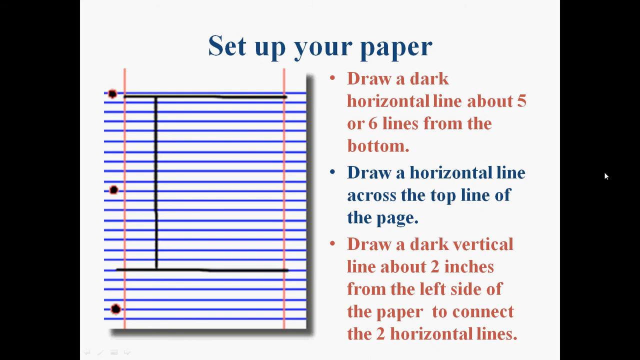First, you have to set up your paper. I would set up several pages at once so that you have plenty of paper to use for all of your notes for your classes. You're going to draw 2 horizontal lines as shown here, one close to the top of the page and one 5 or 6 lines from the bottom. Make them dark. I would use a magic marker. And then one vertical line so that you have an area in the center here, a small area to the side, and a large area down below.